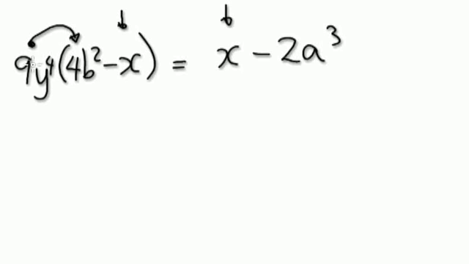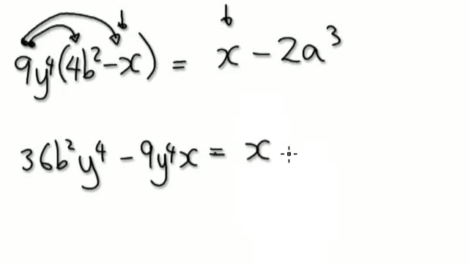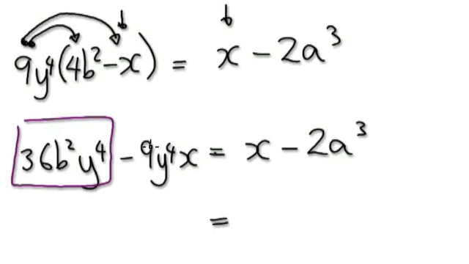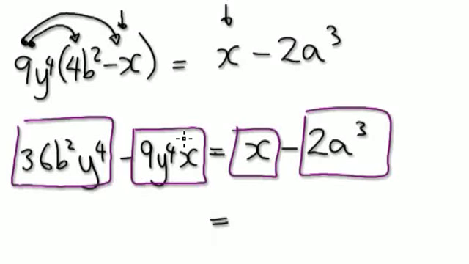So this would be 9 times 4 would be 36 b squared y to the power 4. And then now this times this, so it will be minus 9 y to the power 4 x equals x minus 2a to the power 3. So now visualize it as this. You've got one block, take away this block, equals this block, take away this block here. Keep an eye on x. X exists here and here. So let's move this one across.